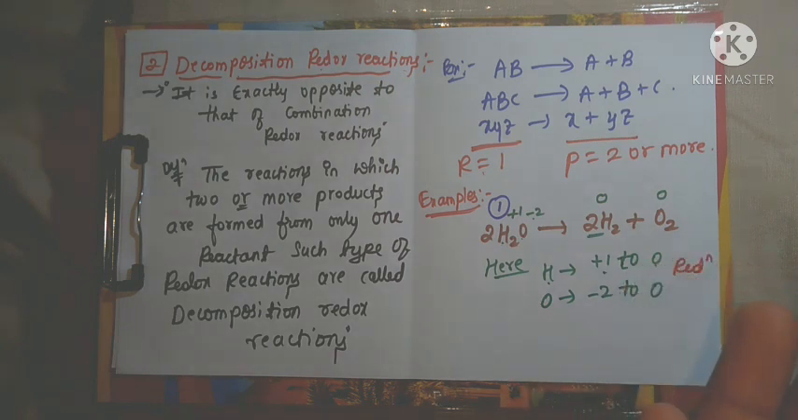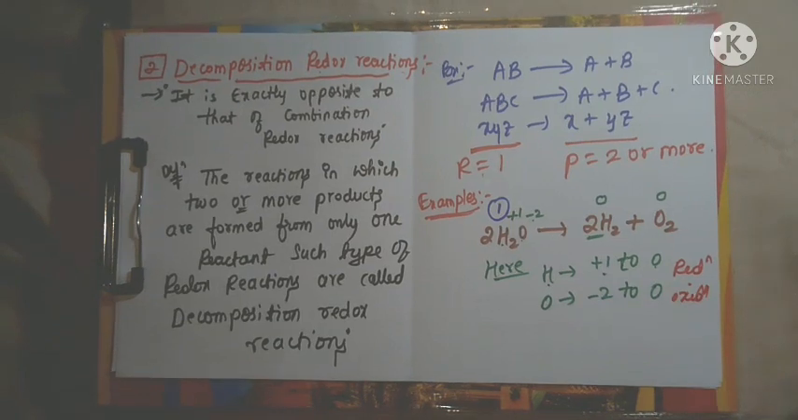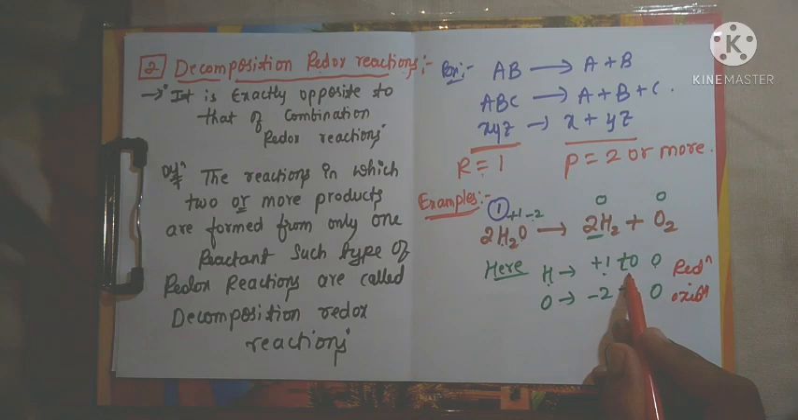Oxidation number is increased, right? Here oxidation number is increased means it is called as what? Oxidation, right? Now just check. Here oxidation number is increased for the oxygen and decreased for the hydrogen. Therefore, hydrogen undergoes reduction and oxygen undergoes oxidation, right?